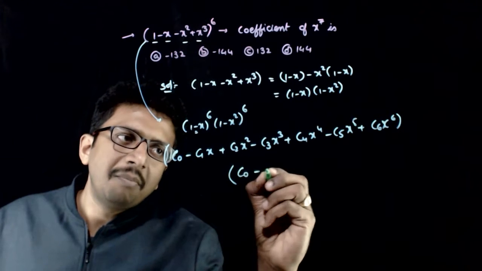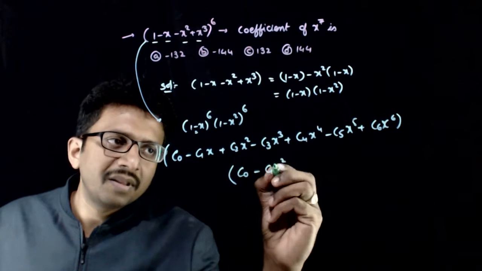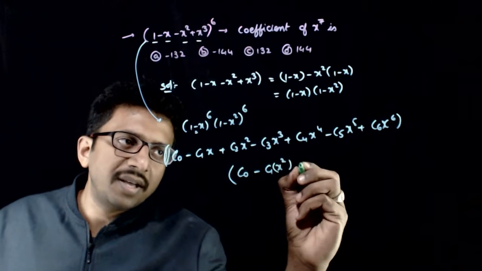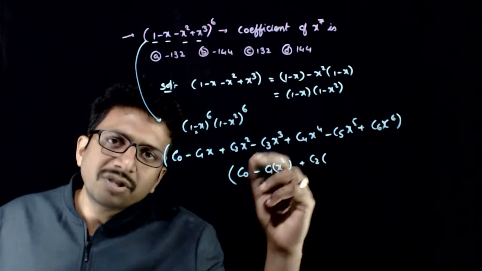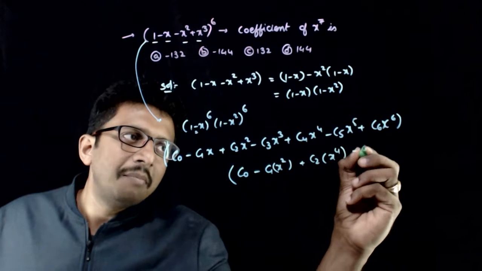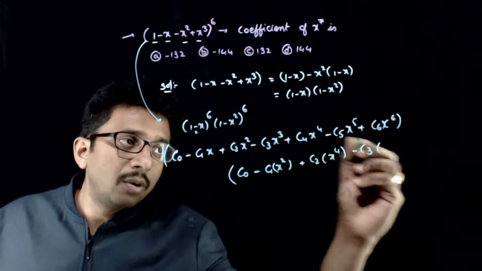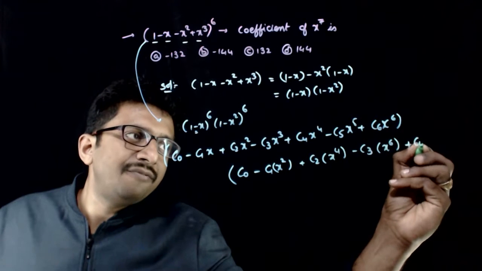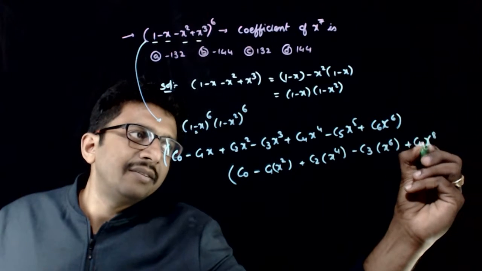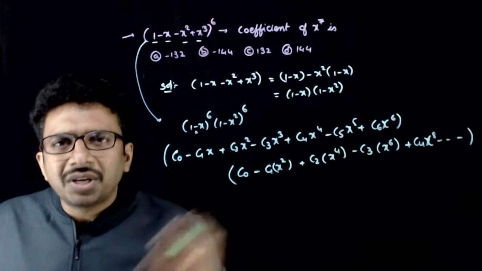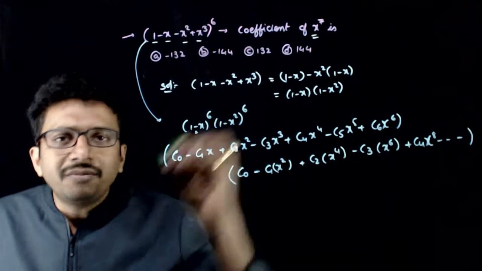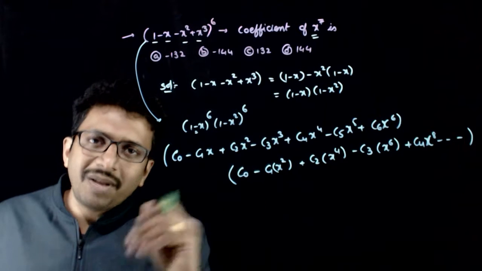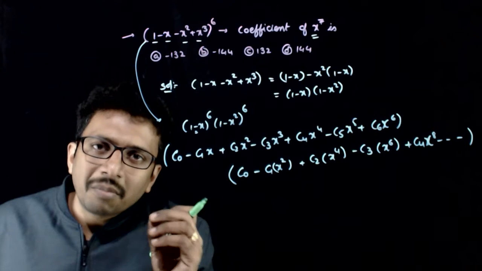Again c0 minus c1x square, right? This time x square powers will be increasing. So c1 into x square plus c2 into x square whole square is x power 4 minus c3 x square whole cube is x power 6 plus c4 times x power 8, so on. Higher powers are not required because you are interested in the coefficient of x power 7.